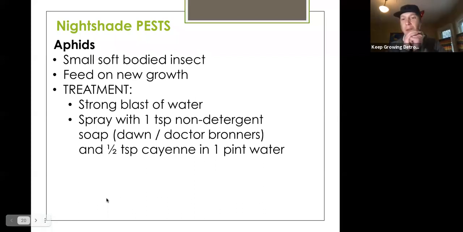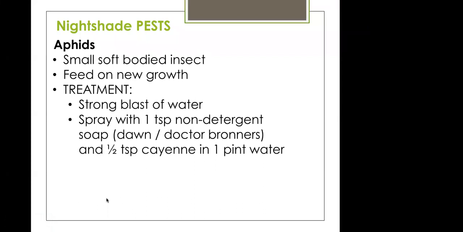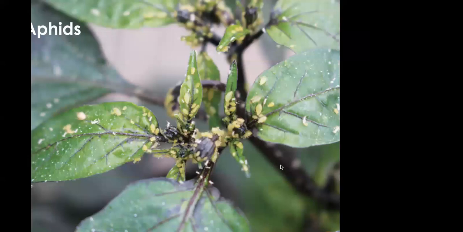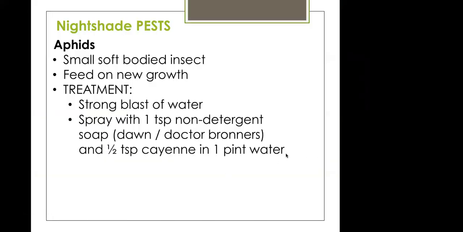Okay. Sorry. A simple mix that you can use: a non-detergent soap with 1/2 teaspoon of cayenne pepper and a pint of water in a spray bottle, and put that on top of your plants. That's something you can apply to your plants every 2 to 3 days until you're sure you don't have any aphids.